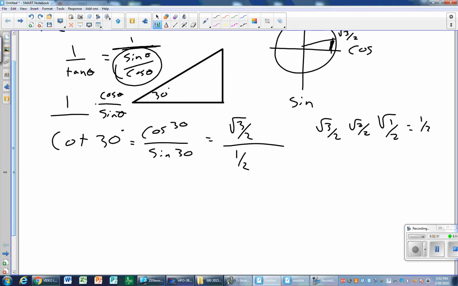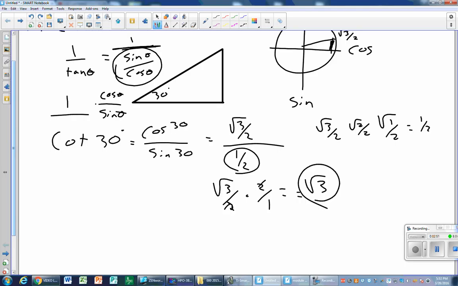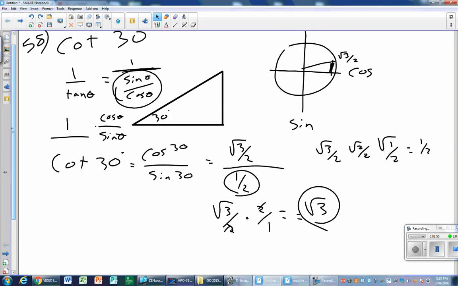Again, nested fractions. When we have nested fractions, the square root of 3 over 2 is multiplied by the reciprocal, 2 over 1. What reciprocal? The reciprocal of the denominator. So the 2's cancel, and we get just square root of 3. So the cotangent of 30 degrees is square root of 3. Key point here: get everything in terms of sine and cosine.